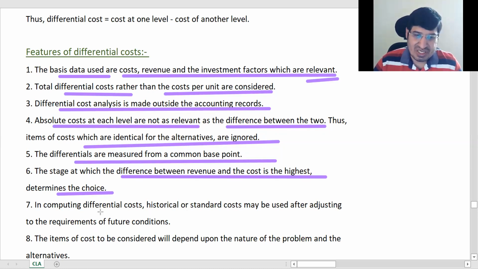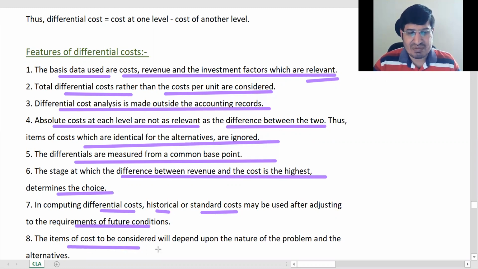In computing differential costs, now when you have to compare two alternatives, right? What all you can use historical cost. Okay, you can use standard cost, anything, but use the same for both. Okay, if you're using standard cost, historical cost, just adjust it based on the requirements.